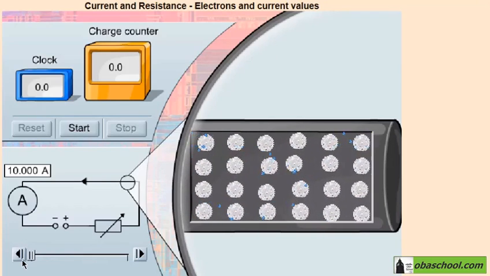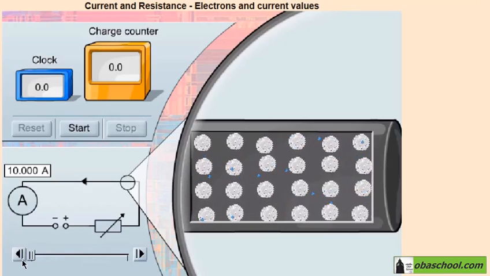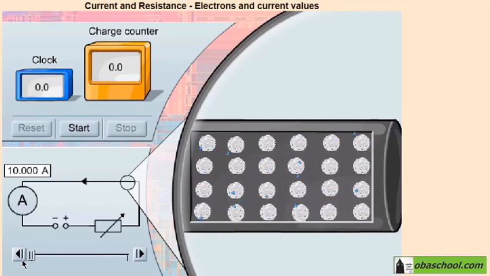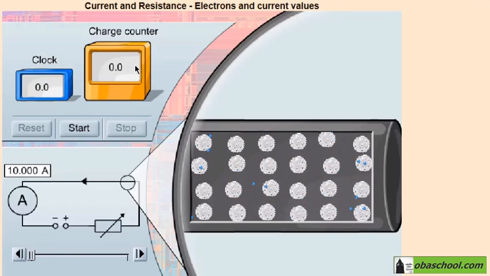The value of v is typically a few millimeters per second, around 10 to the power minus 3 meter per second. That's all. Thanks for watching.